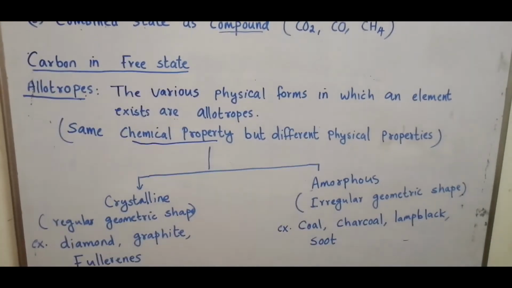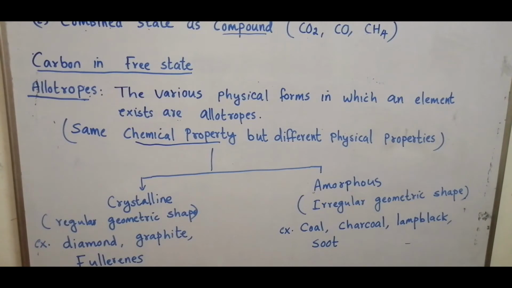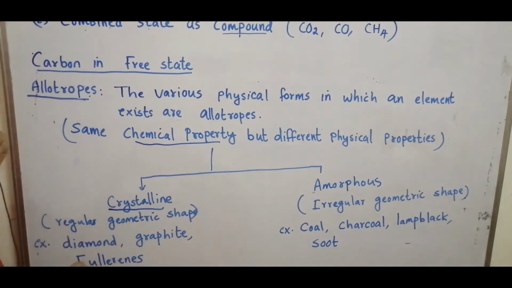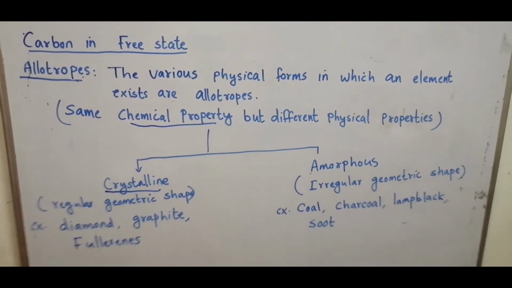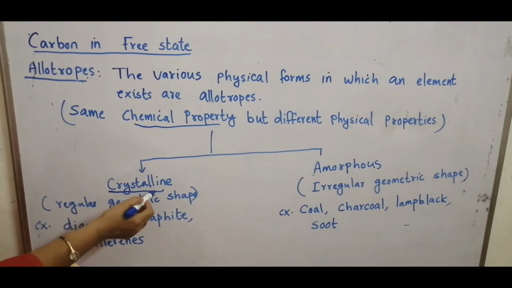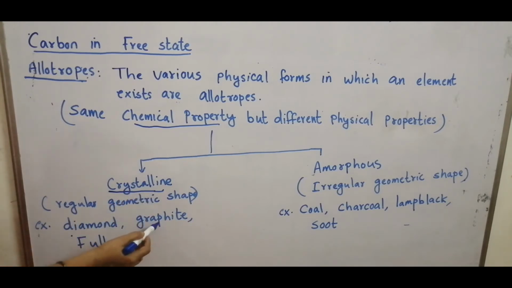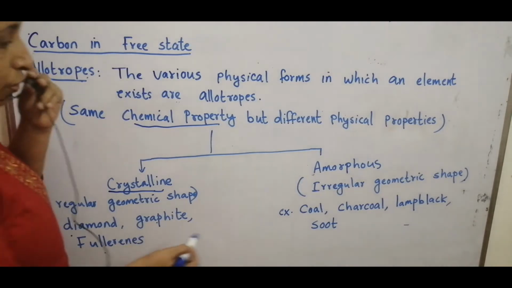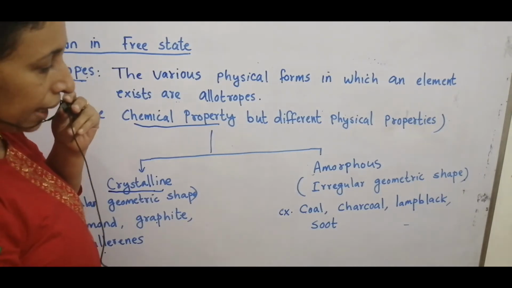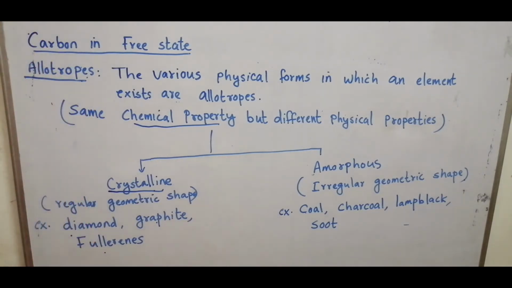Allotropic forms can be crystalline or amorphous. Crystalline means they have a regular geometric shape and amorphous will have an irregular geometric shape. Crystalline forms are, for example, diamond, graphite and fullerenes. The amorphous forms are coal, charcoal, lamp black and soot.